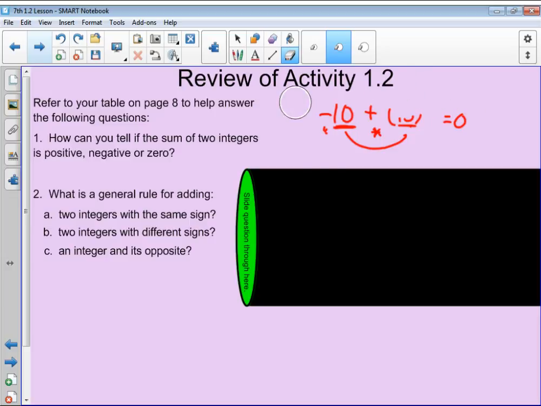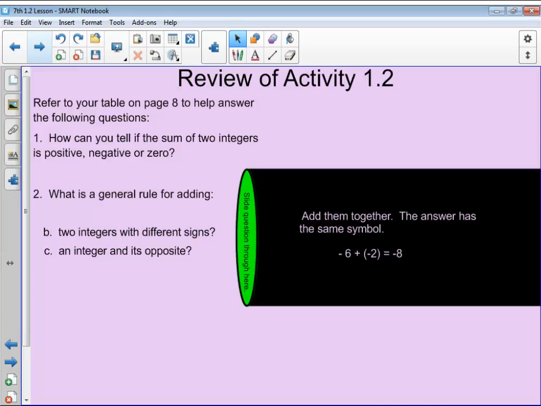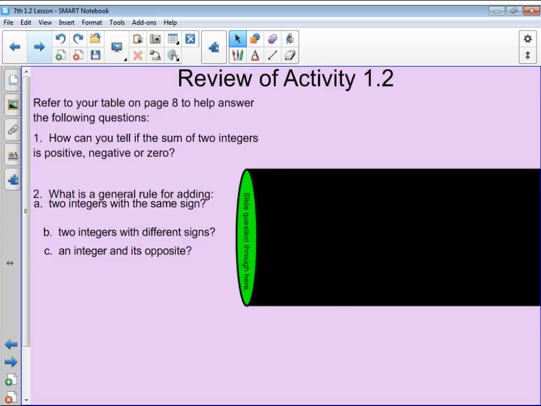Okay, so let's go ahead and look at the rest of the stuff that we have here. The first question says, what is a general rule for adding two integers with the same sign? Well, when we add two integers with the same sign, we can add them together, and the answer ends up having the same symbol. So same sign, sum. Add means sum. So same sign, we're going to find the sum, and then we're going to give it the same symbol.